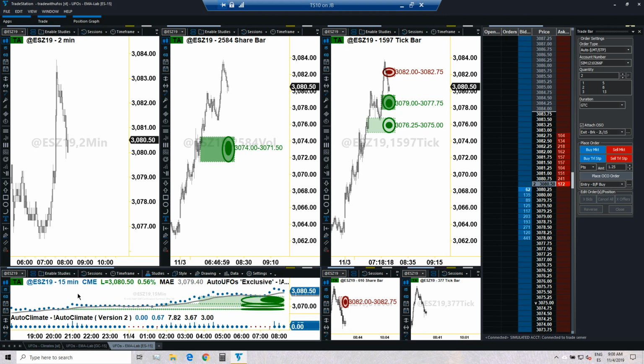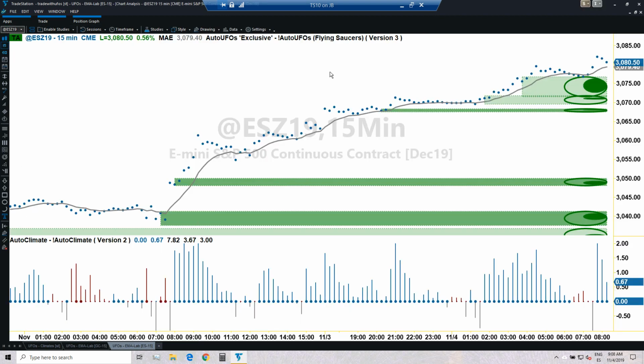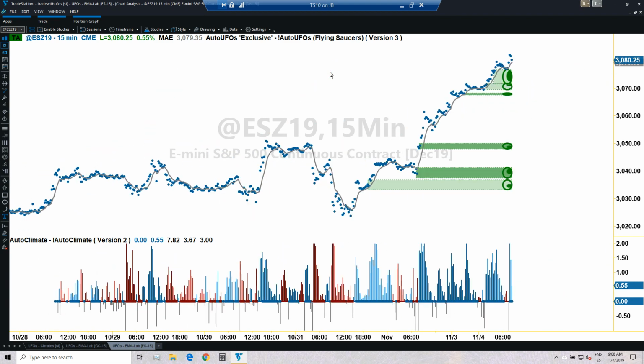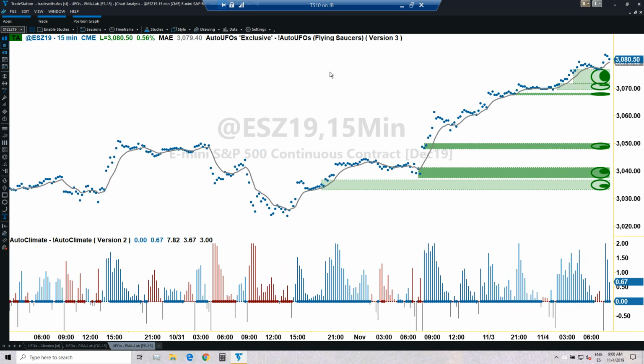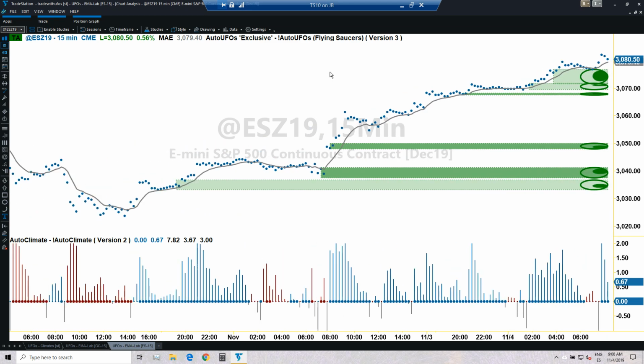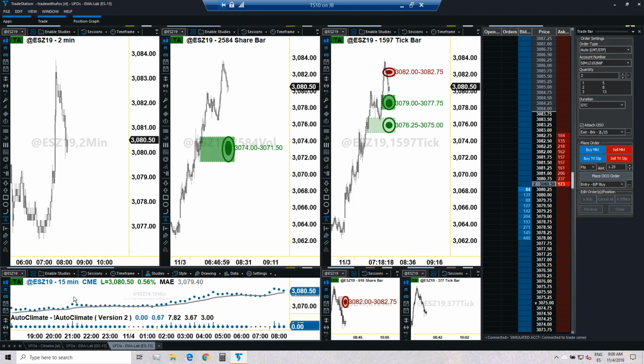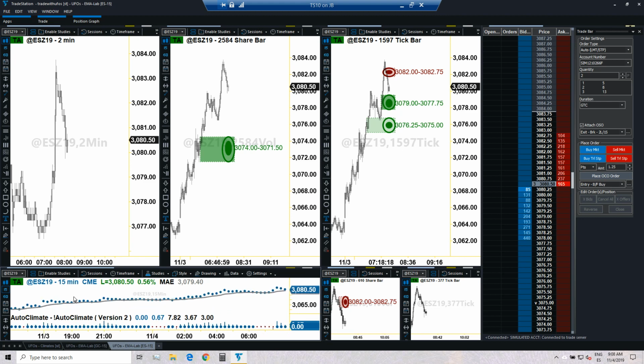So I'm loading AutoUFOs in the 15-minute time frame. I know what some of you are thinking. We all know the S&P has been making all-time highs since a few days ago, isn't it? So there is no red UFO above price. Because there is no red UFO above price, the way we're going to deal with this is just to trail stop and see how far we go.